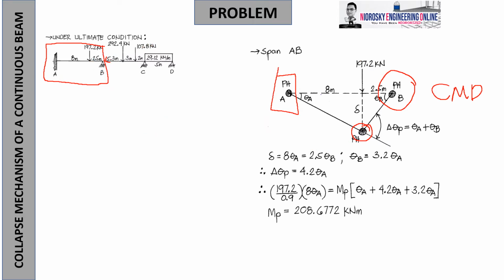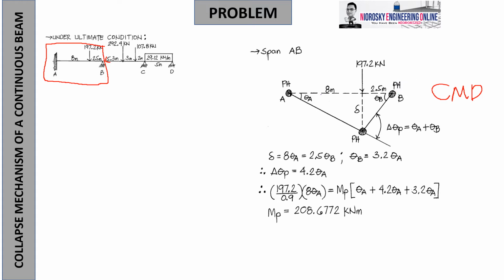So therefore, we can say that point B is also a plastic hinge. Okay? So we are sure that point B is not a real hinge. Why? Because there is a resistance to rotation under plastic condition. Okay? Therefore, all of the points are considered plastic hinges.